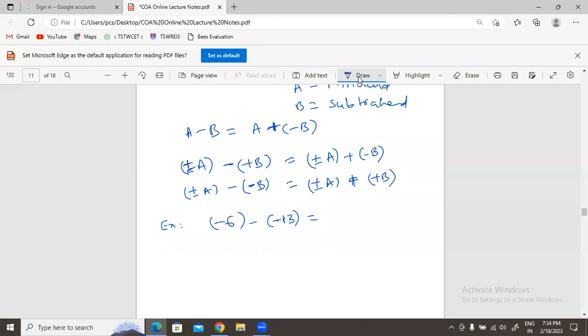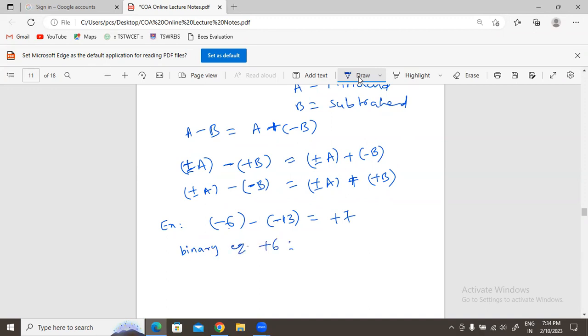Minus 2, plus 2. So plus 13, minus 6, plus 7. But what we are doing here? So minus 6 means it is a negative number, so it must be in 2's complement form. So first write down the binary equivalent of plus 6.